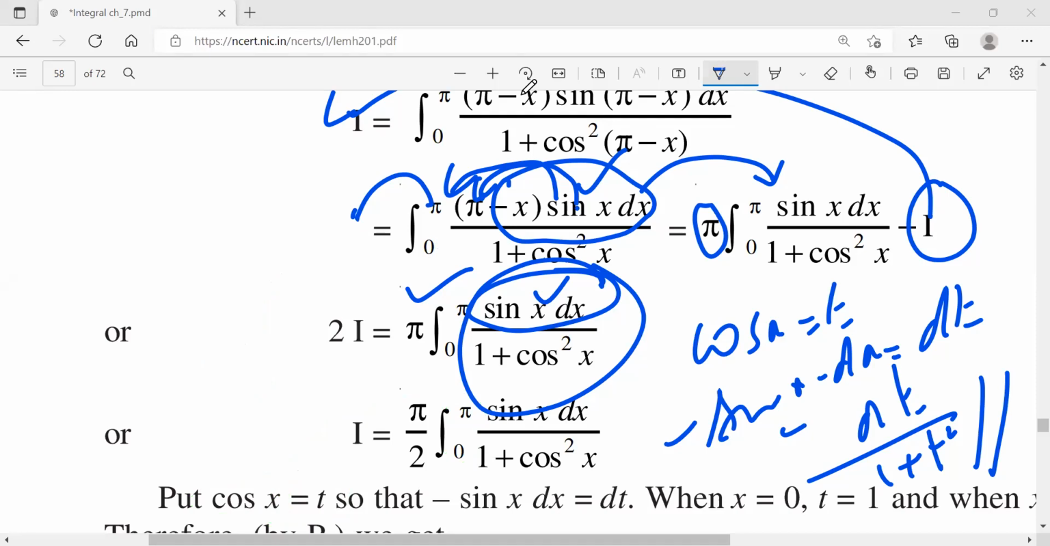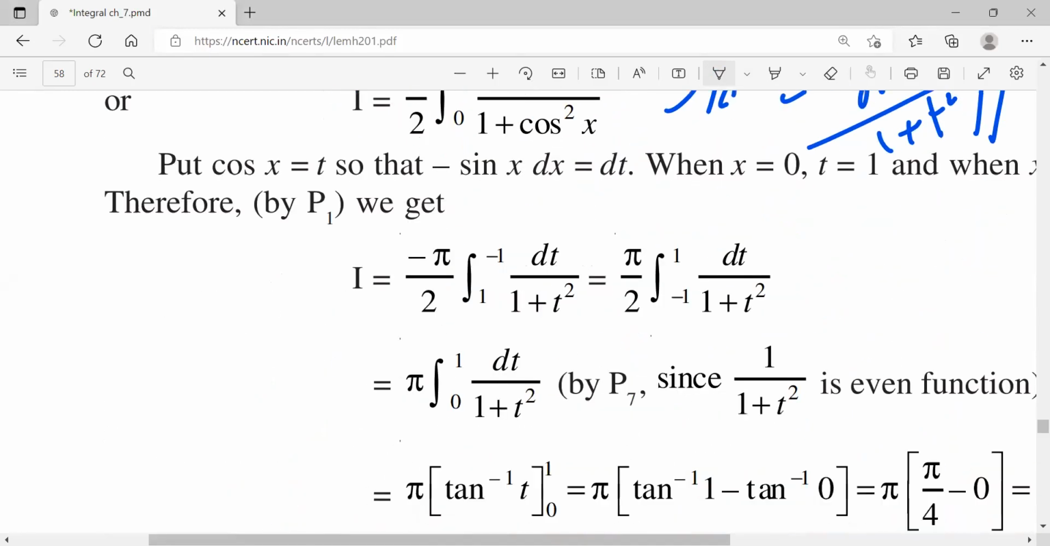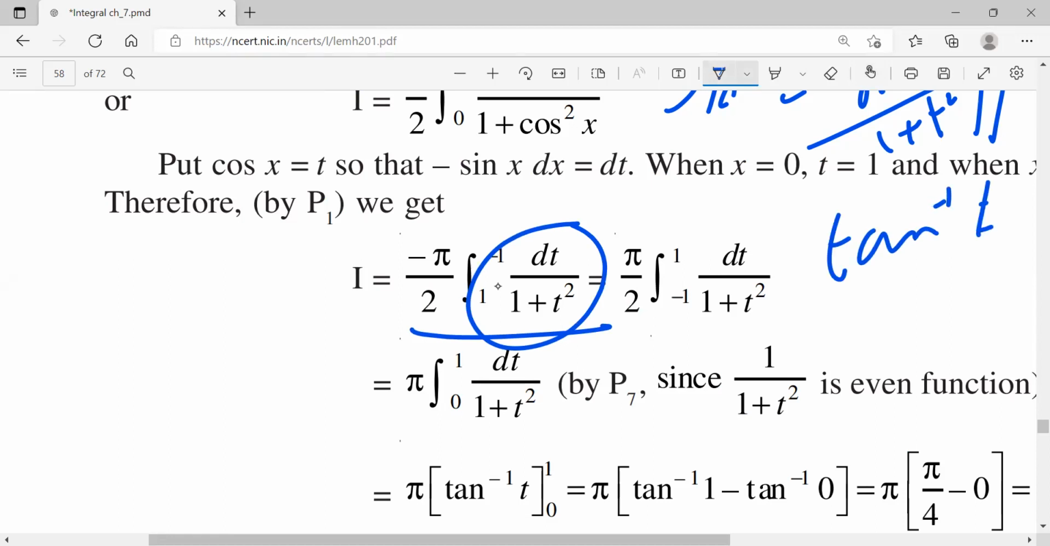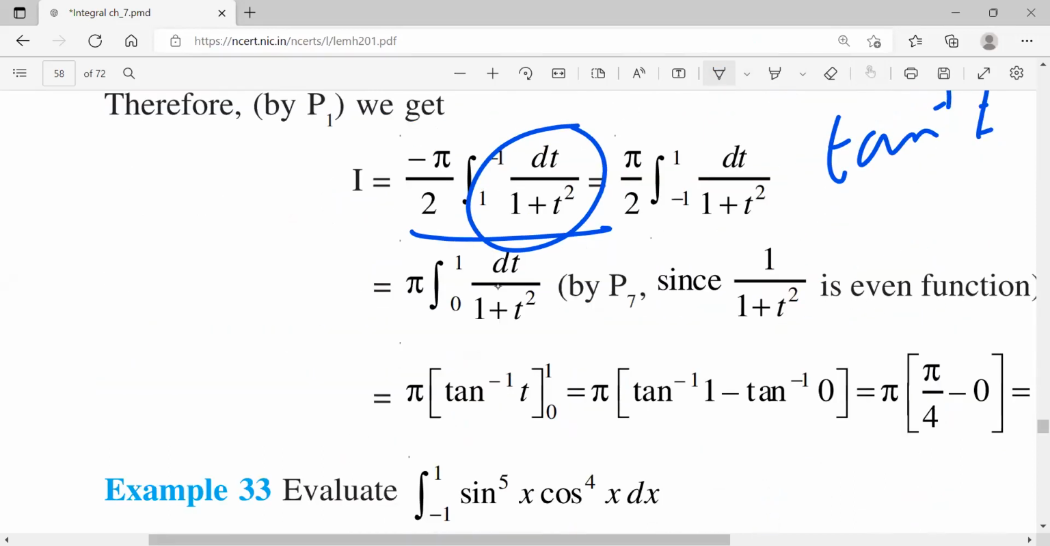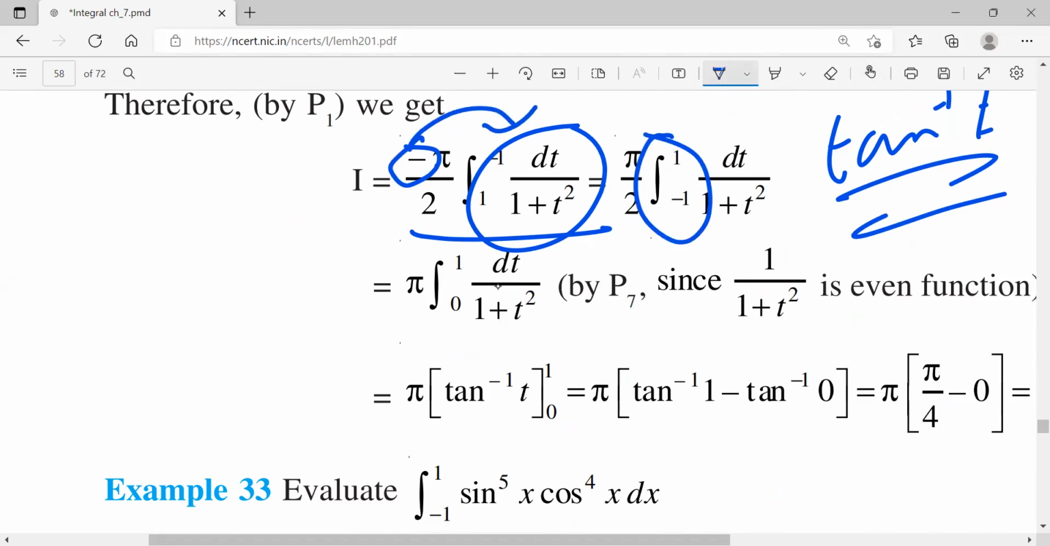Now let me come down. What is the integral of 1 by 1 plus t square? Tan inverse of t. We have to know that the differentiation of tan inverse of x is 1 by 1 plus x square, so the integral of 1 by 1 plus t square is tan inverse of t. And here it is minus. If I put the minus in the limits, I can change the upper and lower limits and remove the minus. This is one more property.